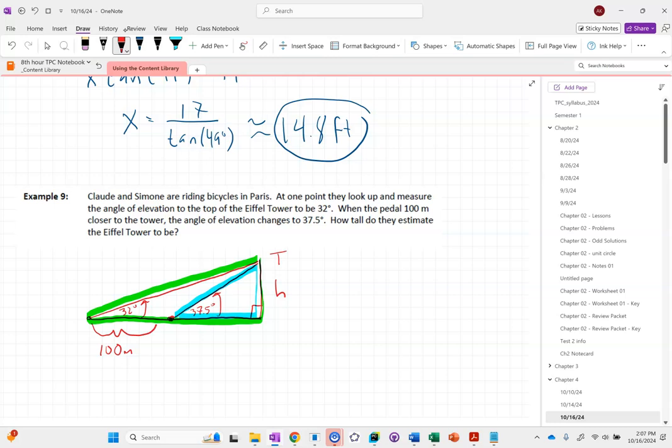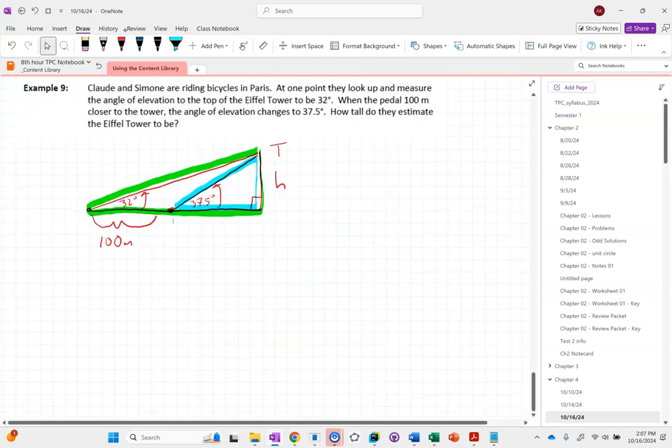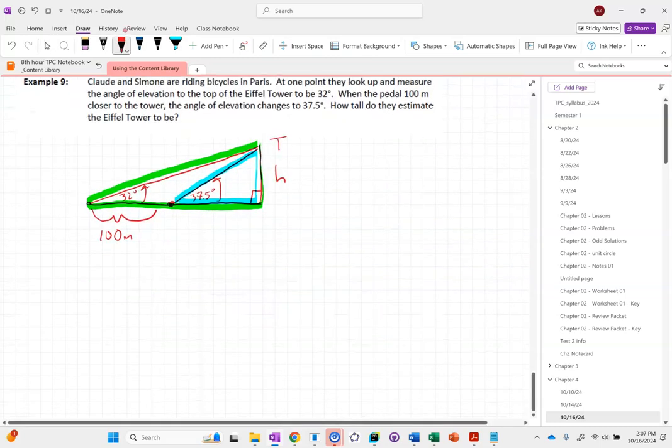Do I care about any non-right triangles? No, because can I do SOHCAHTOA on those? No. That's why I only care about the right triangles. Now, in either the green triangle or the blue triangle, do I know both a side length and an angle measure? No, right? So that's going to be a little bit of a bummer.